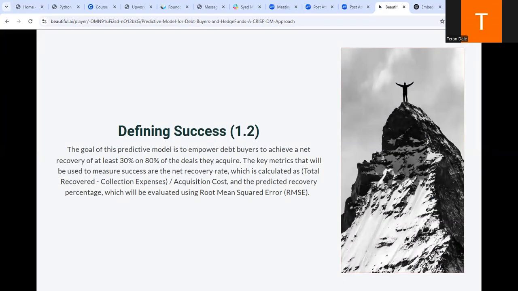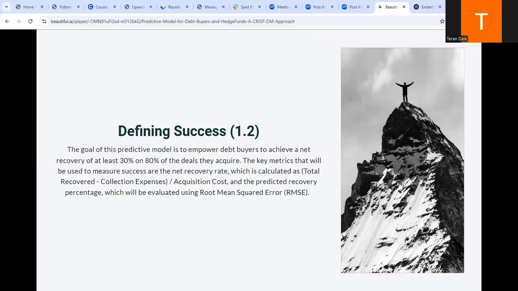Defining success. The expected business impact. The core goal, as I said, is to enable debt buyers to reduce poor purchasing decisions by accurately predicting net recovery rates. The model will help buyers consistently secure portfolios that yield a net recovery rate of at least 30%. This translates directly into a better return on investment and fewer bad buys.